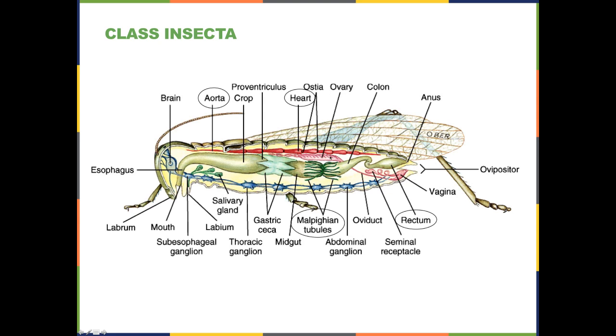Up here is the ovary, which produces eggs, travels down, and here's the seminal receptacle, and here is where fertilization occurs before the egg is then deposited by the ovipositor.